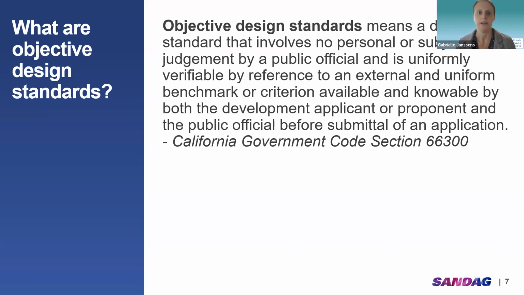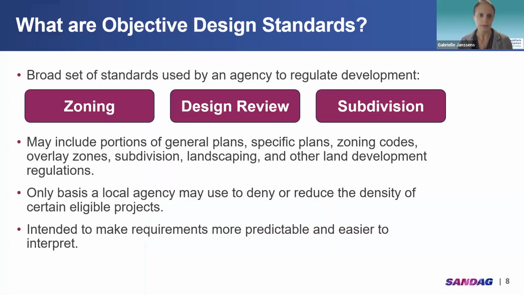If we could go to the next slide, please. All right, so a question is, well, where do we find the objective standards? They can be located in a variety of places, in your zoning code, for example, in your subdivision ordinance. They can be in your general plan, in your design guidelines or policy documents. So anything that you would be imposing on a project is a place that can contain objective standards.